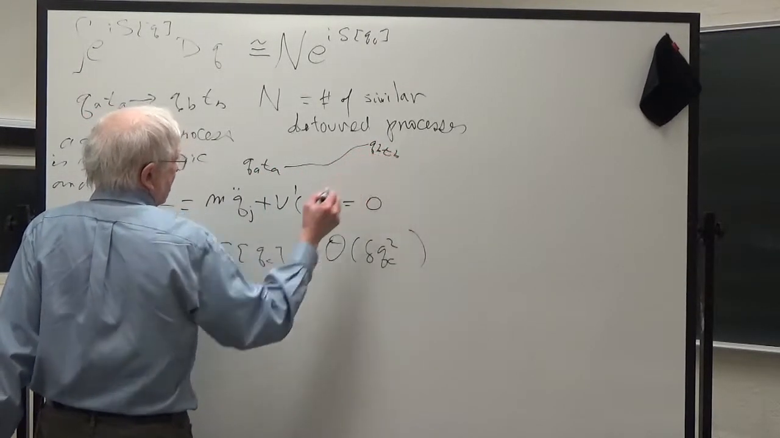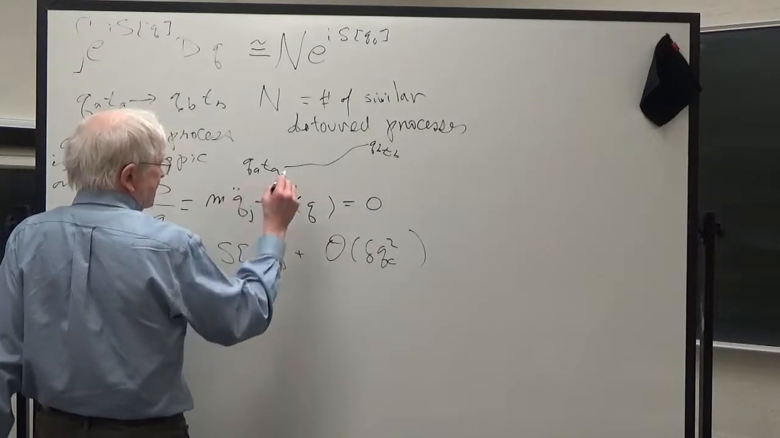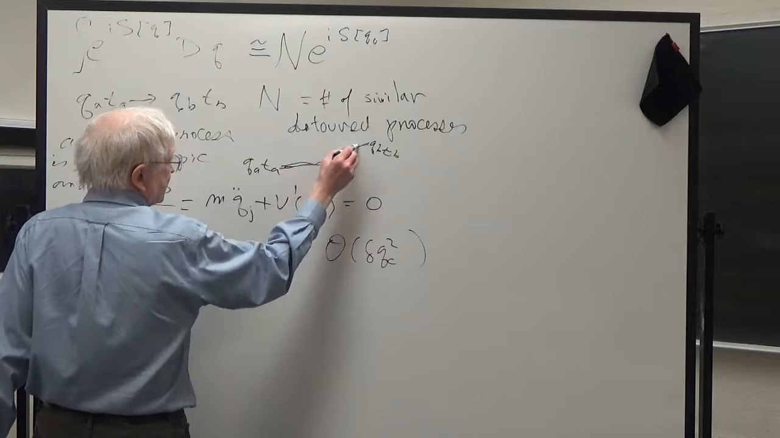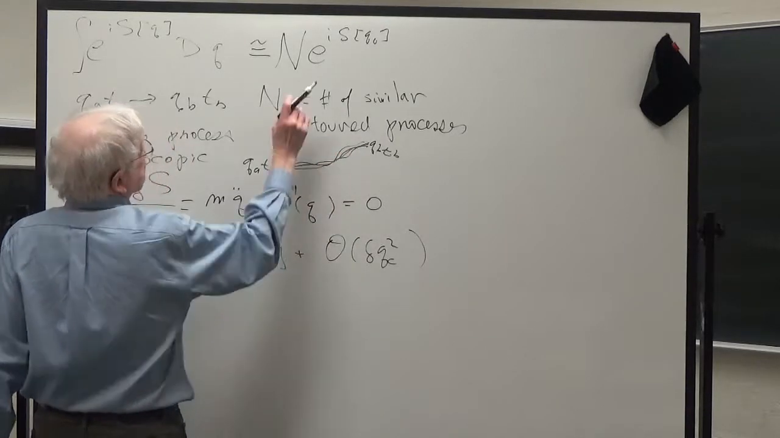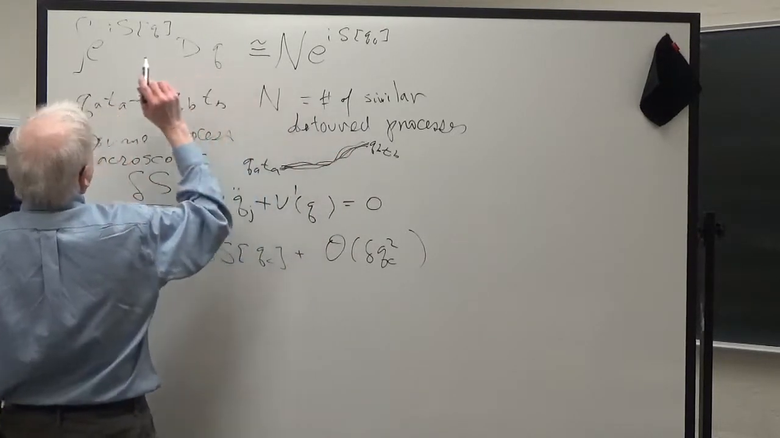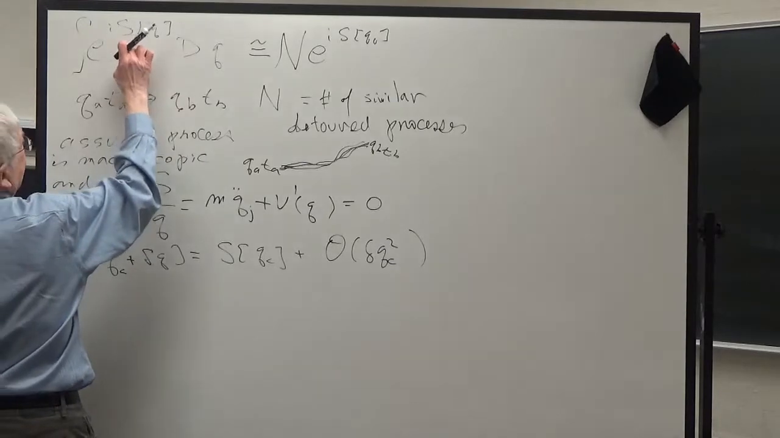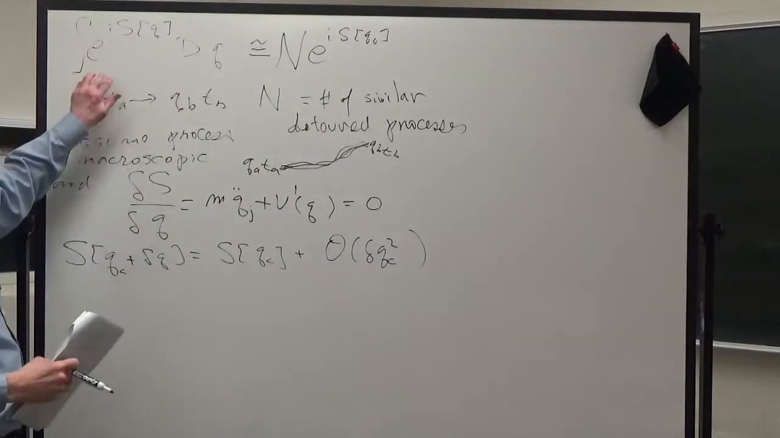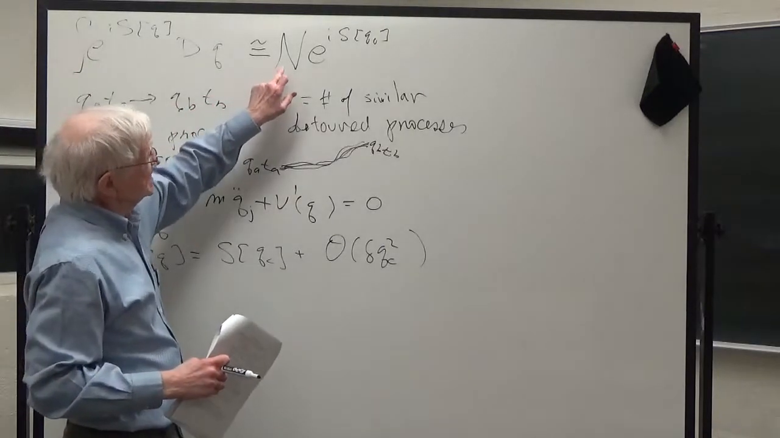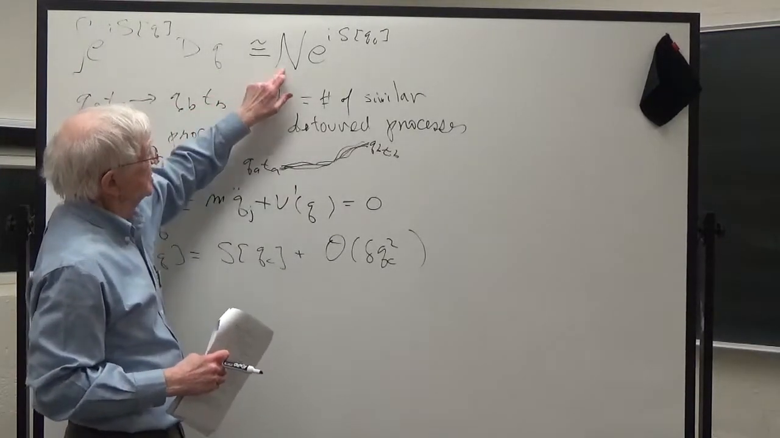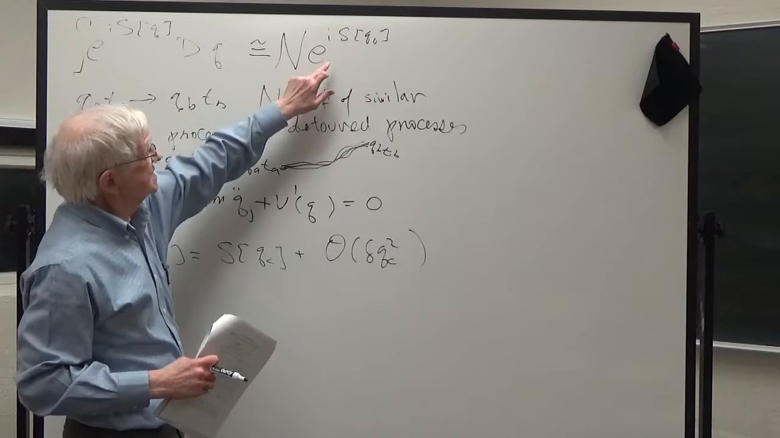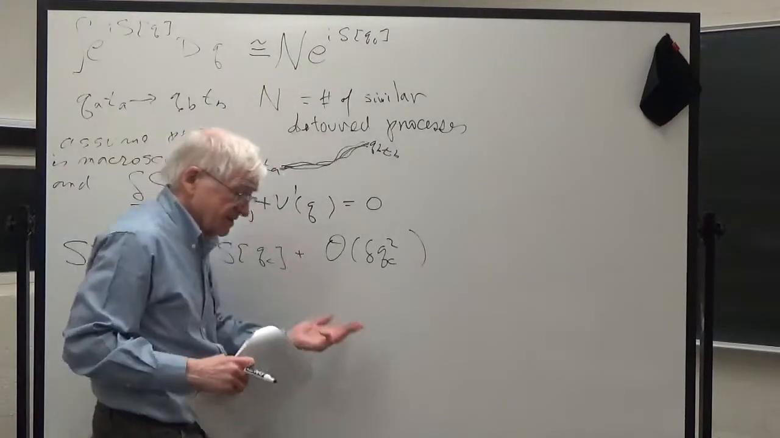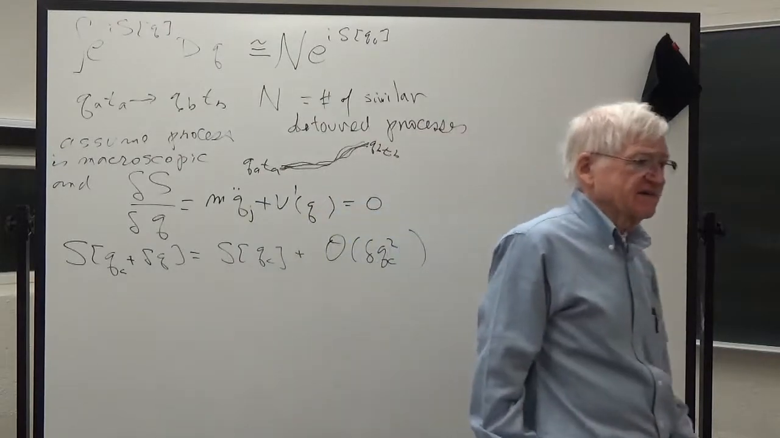And if there's one that's classical, then there are a gazillion ones in which the action is approximately the same. And so the path integral is approximately the number of such paths times the single phase. And well, obviously the number of such paths is gigantic.